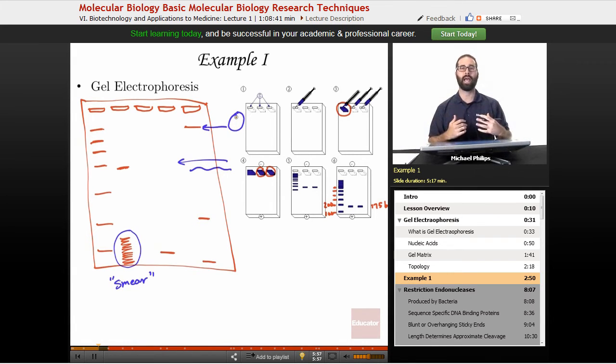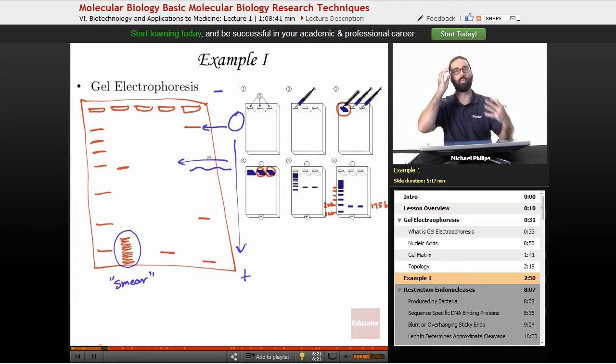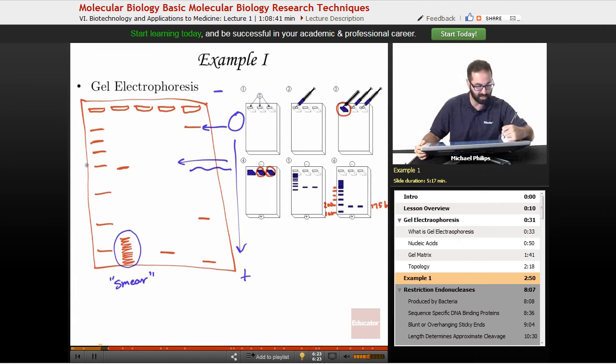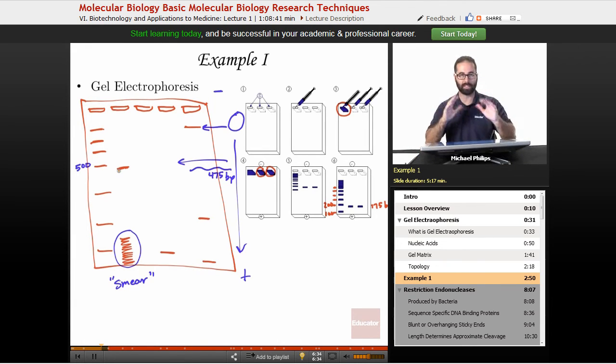It's not going to run as far down, right? And by the way, remember, this is the negative pole, this is the positive pole, and DNA is going to run down this way because DNA is negatively charged. Your uncut circular DNA will hang out the highest. Your linear DNA will run really where you expect it to be. So if this is a 500 base pair marker and your DNA was 475 base pairs, that runs about where it should have run. So that's a nice one.